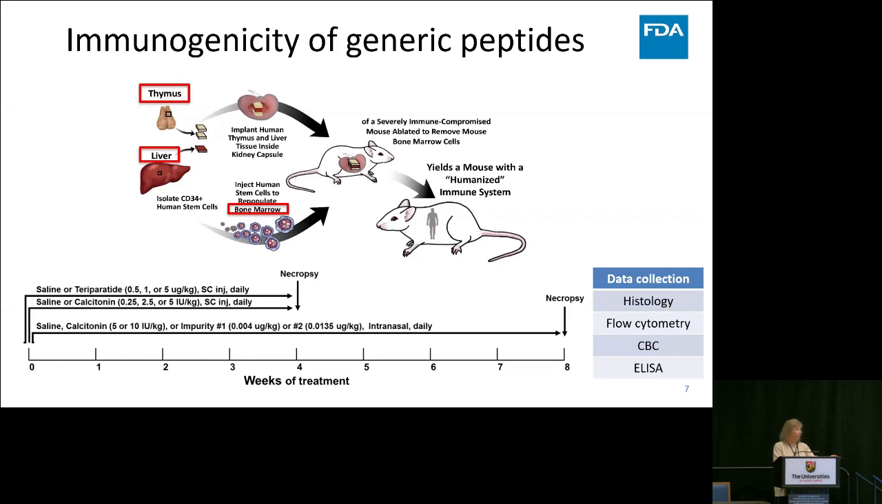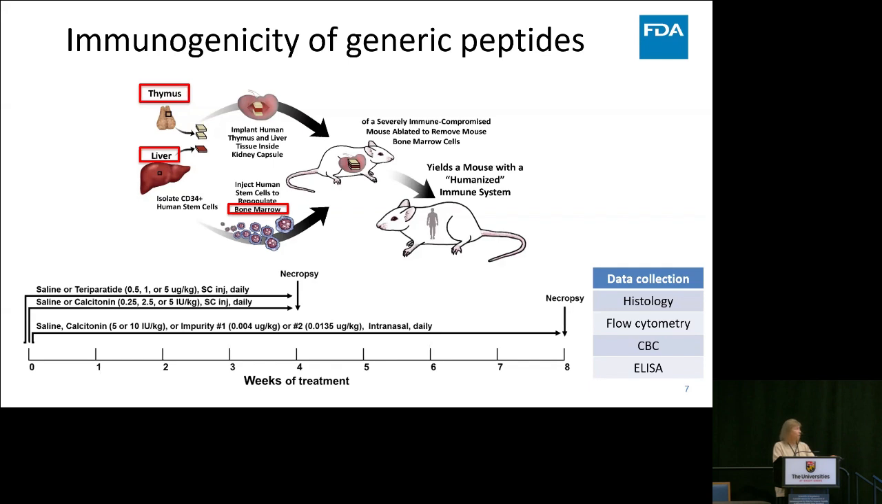These were with generic peptides, and fortunately, salmon calcitonin and teriparatide were very well explained yesterday by multiple speakers. So we had short studies that we did that were for 4 weeks, and we either gave saline, teriparatide, or calcitonin, and we gave these at different doses, so in micrograms per kilogram for the teriparatide, and for the calcitonin, it's international units per kilo. And these were sub-Q dosing.